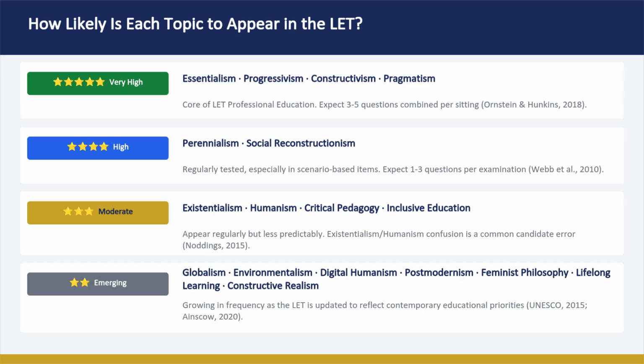After that, in the moderate group, we have Existentialism, Humanism, Critical Pedagogy, and Inclusive Education. Do watch out for the mix-up between existentialism and humanism, because it trips up many test takers. Finally, the emerging group covers newer ideas like globalism, environmentalism, and digital humanism. They are growing in importance as the LET evolves. The smart move is to master the top group first, then steadily work your way down.